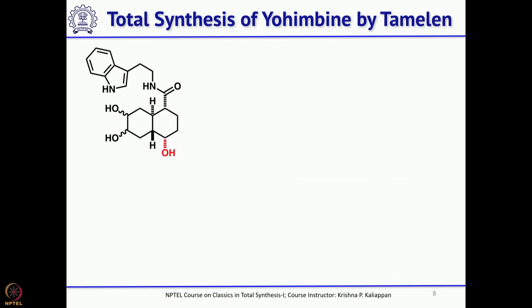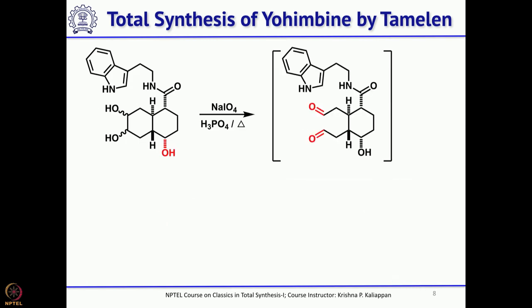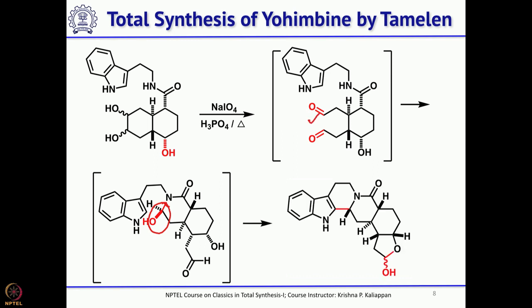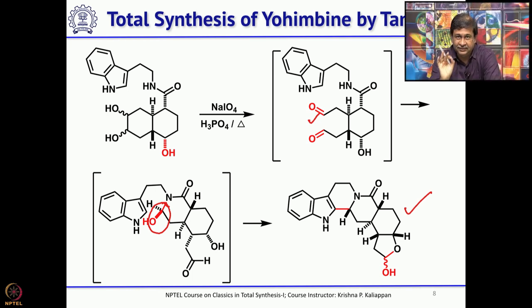Now, this diol upon cleavage with sodium periodate, you get this aldehyde, and that aldehyde immediately, you can see, forms an aminol with this particular aldehyde. And this, on treatment under the same conditions, undergoes cyclization to get this product. Here, during the sodium periodate reaction, so many reactions are happening.